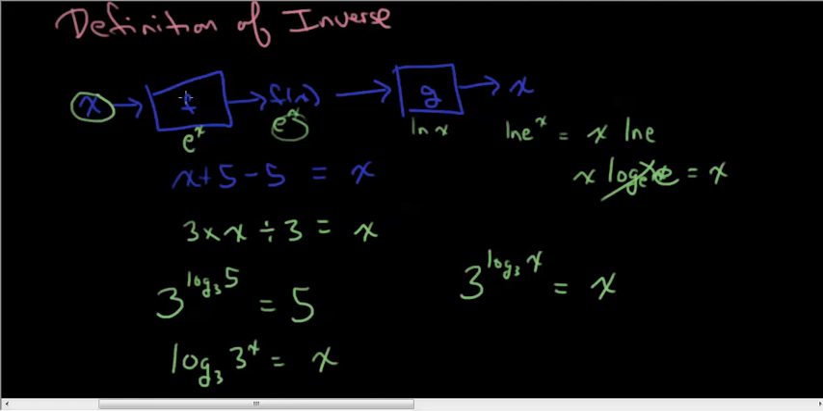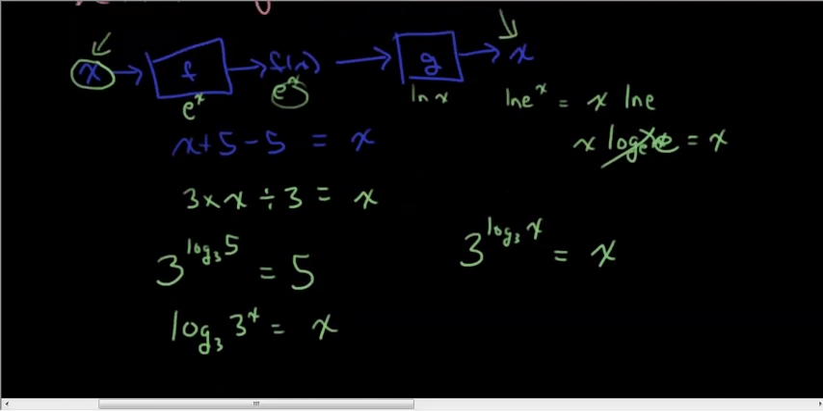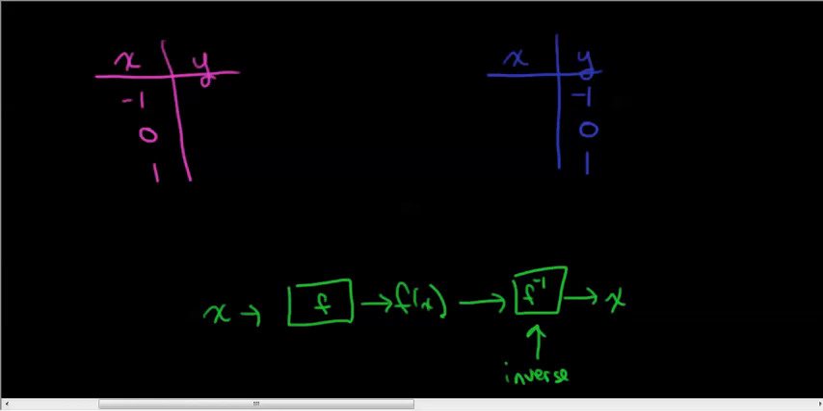If I put x into a function, take what comes out, put it into the inverse, what comes out is the original. So the input of the first function is the output of the inverse. The input of the original function is the output of the inverse. All right, so that's the definition of the inverse. So let's just show you this.